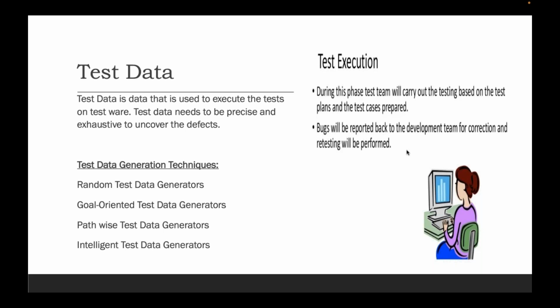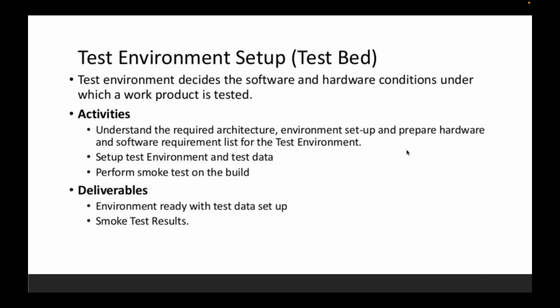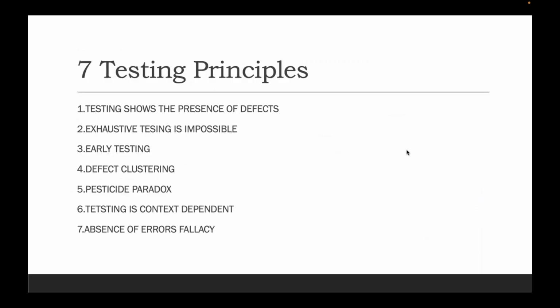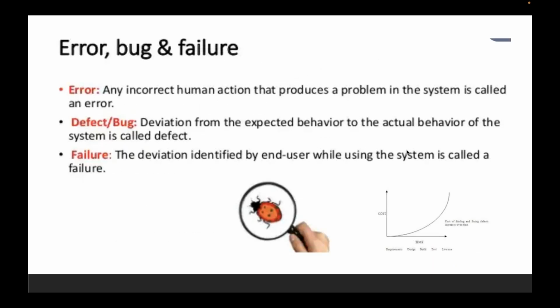So we'll see, for example, if you are using a username and password, those are all data that you are using during testing. It is not your personal data that you will use; you will use data that is created for the testing purpose only. Then we have test environment setup and principles of testing. Oh, we'll compare error, bug, and failure. We would have heard about these words, but we need to have deep, correct knowledge about them.